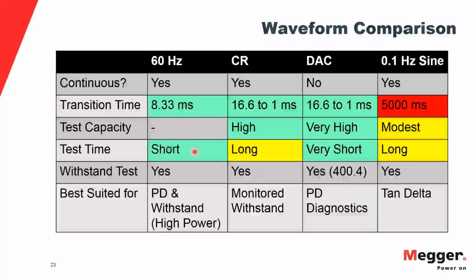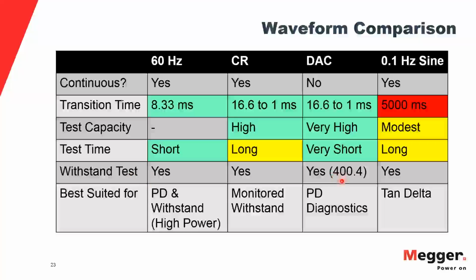We have a comparison of the transition times. As I pointed out, our baseline is 8.3 milliseconds. Cosine rectangular is in the range of 16 to 1, same with damped AC, and sinusoidal is in the range of 5,000 milliseconds. Cosine rectangular and damped AC have very high testable capacities because of that resonance circuit that we set up, while VLF sine has a more modest testable capacity because of the discharge resistors and the need to charge it up every time.